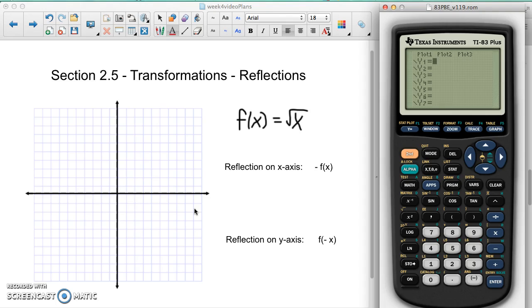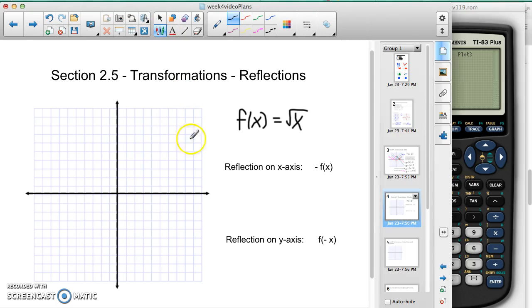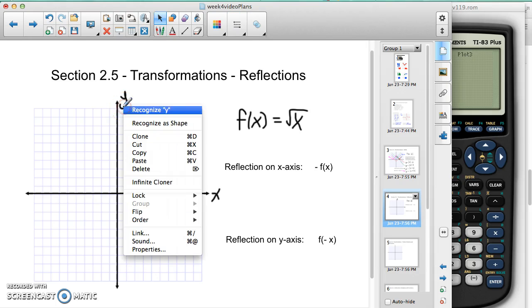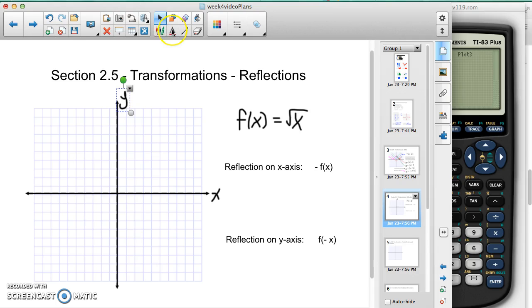The two types of reflections that we'll be doing are those that flip across the x-axis. That would be a horizontal reflection. So if it flips across the x-axis, it's a horizontal reflection. Or those that flip along the y-axis, which is a vertical reflection across the vertical line.